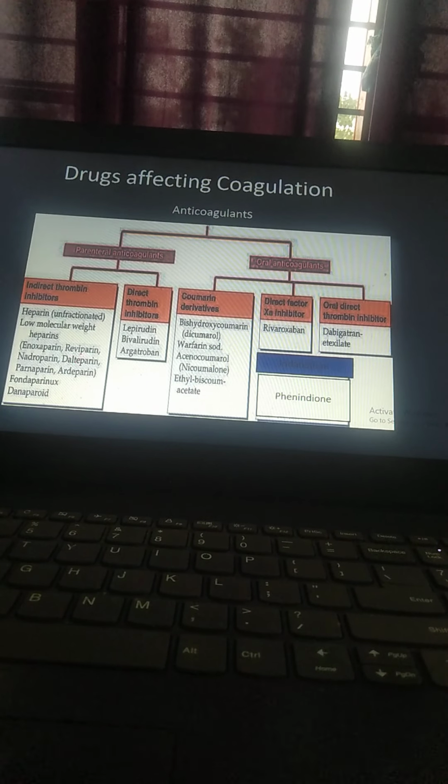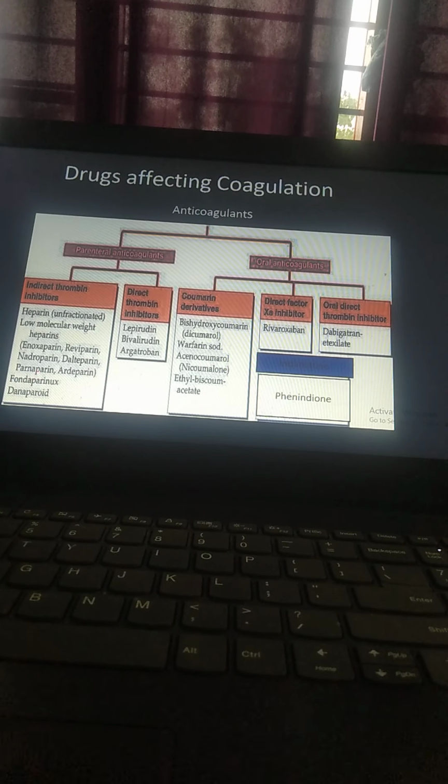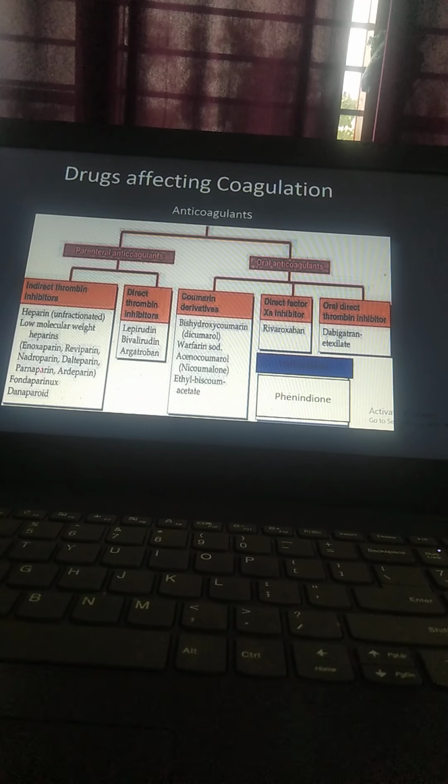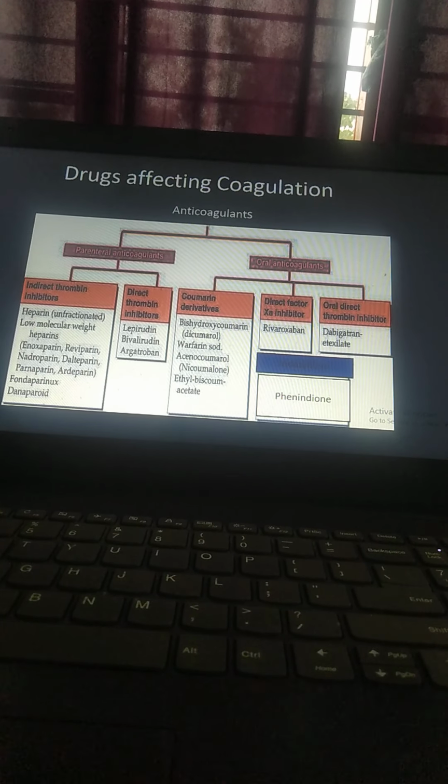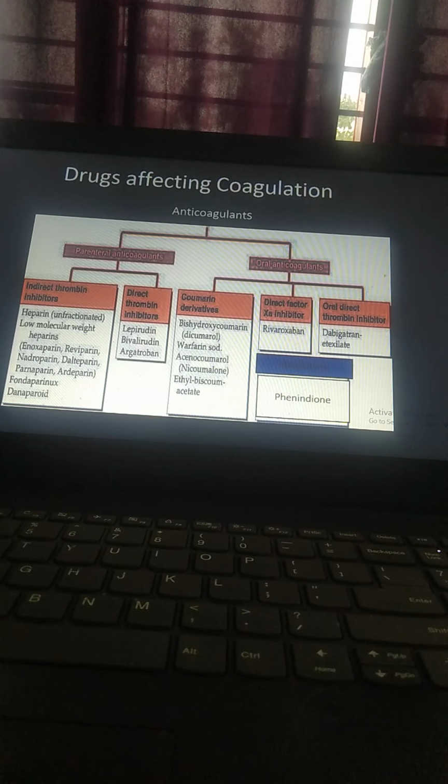Enoxaparin, reviparin, nadroparin and dalteparin, parnaparin and ardeparin, fondaparinux, which is synthetic. And then we have danaparoid. Direct thrombin inhibitors we have lepirudin, bivalirudin, argatroban.